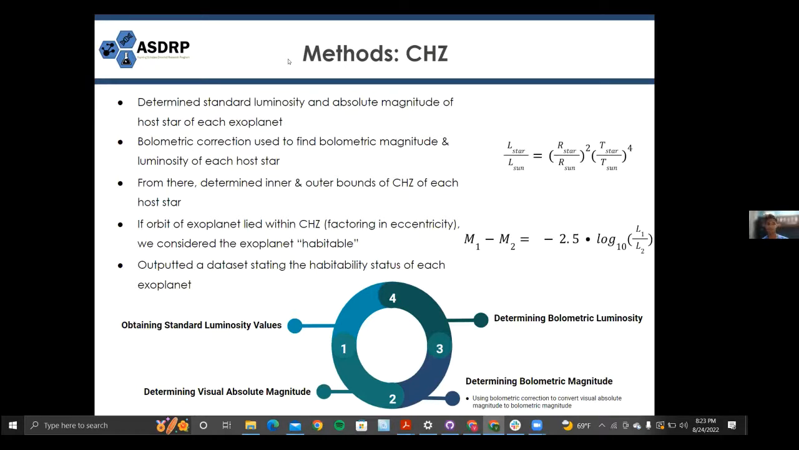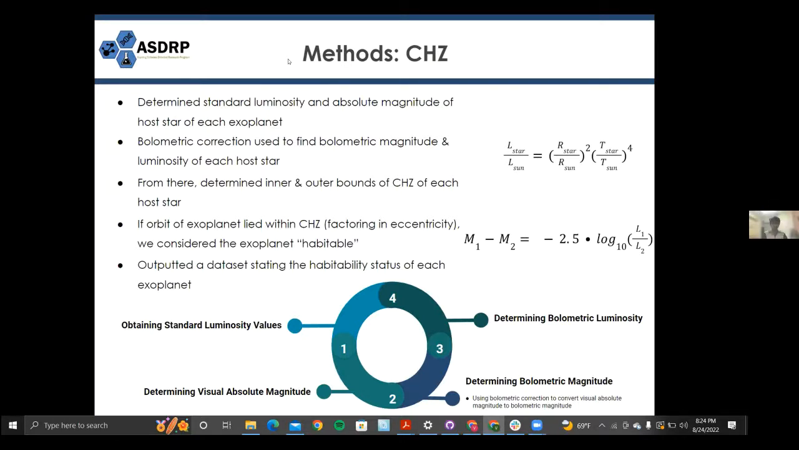At that point, we were able to determine the inner and outer bounds of the CHC for each host star. As mentioned earlier, the inner bound of the CHC is the lowest possible value, and the outer bound is the highest value by which the Goldilocks zone can exist within an exoplanet. If the orbit of an exoplanet lay within its CHC, meaning that it seemed to be habitable, we put it within our potential contenders for planetary habitability, which means that it can sustain carbon-based life. Our last step was outputting a dataset with the habitability status of each exoplanet, by which we determined roughly 60 exoplanets in common.